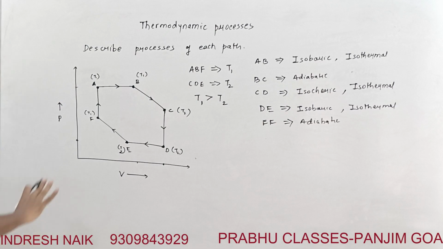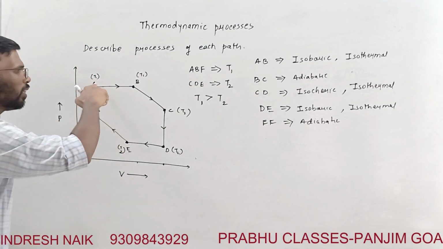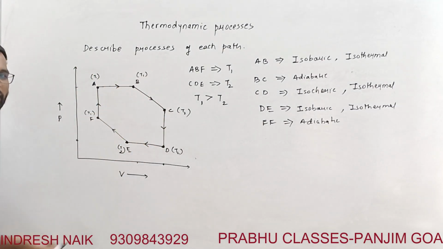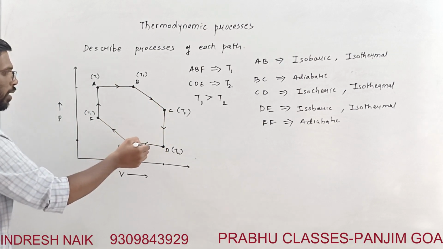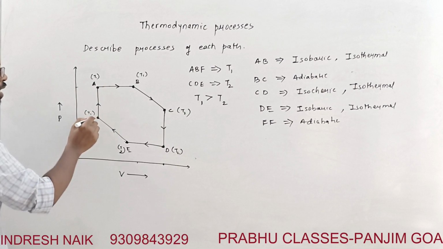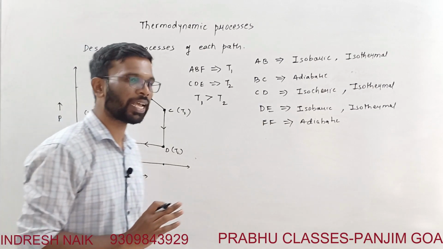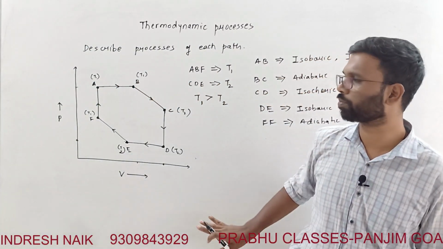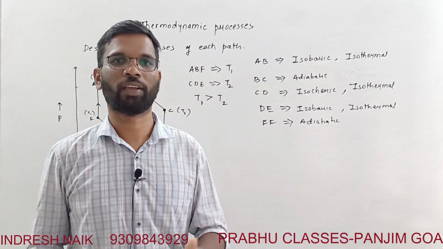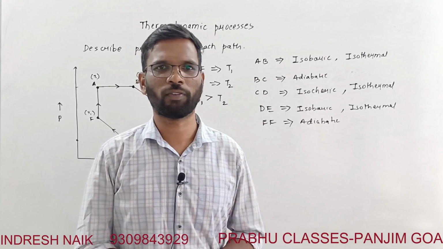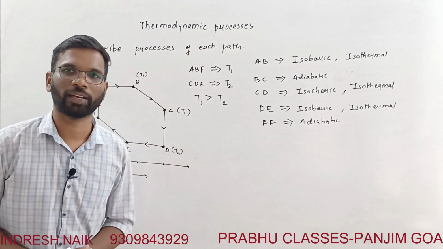So this is the illustration of the whole thing, and altogether this is called a cyclic process. From A to B, B to C, C to D, D to E, E to F, and F coming back to A is a cyclic process. So this is the whole illustration of the required concept of the different thermodynamic processes.